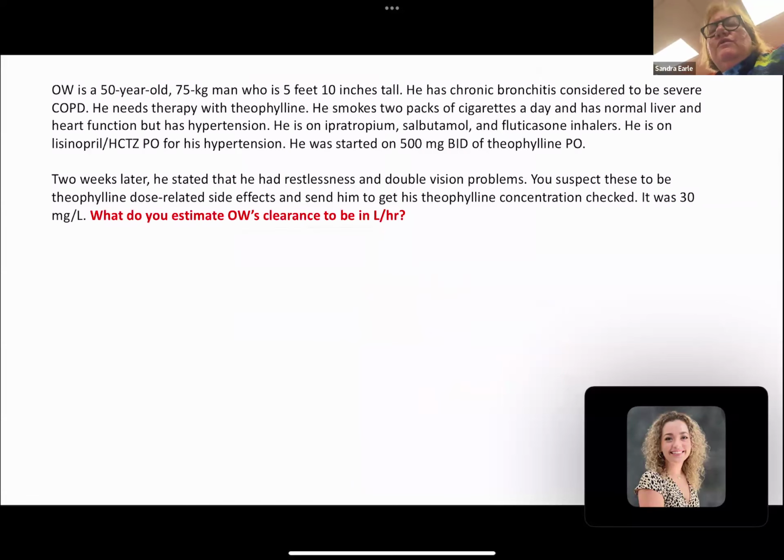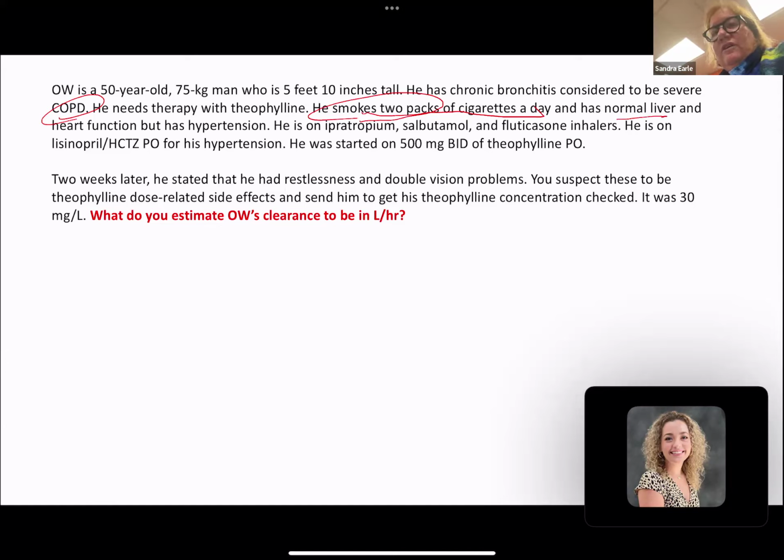All right. So the first question you had is OW, a 50-year-old, 70-kilogram man who's 5'10" tall. He's got chronic bronchitis, considered to be severe COPD. He needs therapy with theophylline. This doesn't always make sense, of course, but we're just using it as an example to practice doing these kinetics equations. He smokes 2 packs of cigarettes a day. He also has severe COPD. So we're going to start keeping track of the things that might affect the clearance of theophylline.